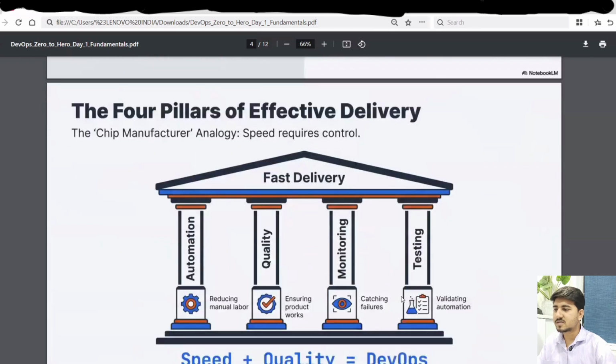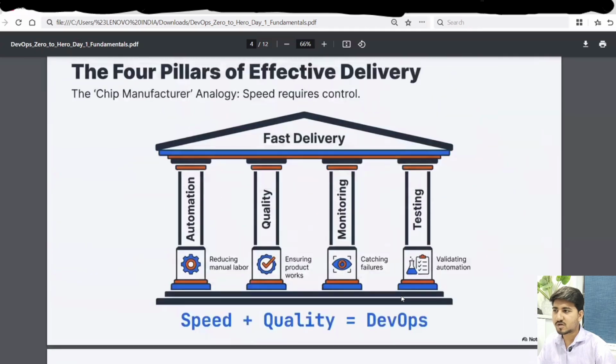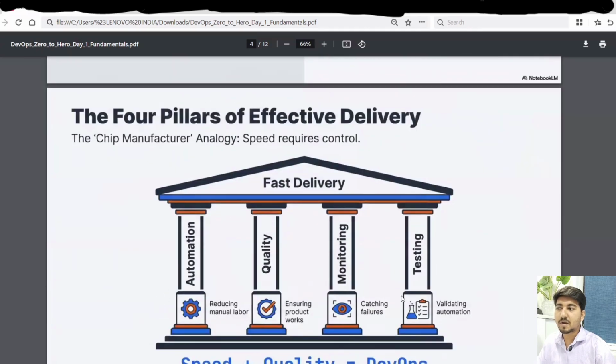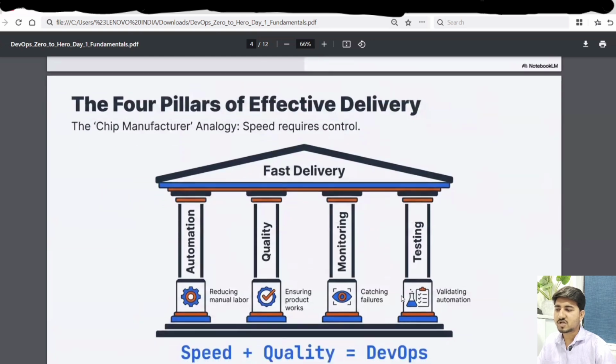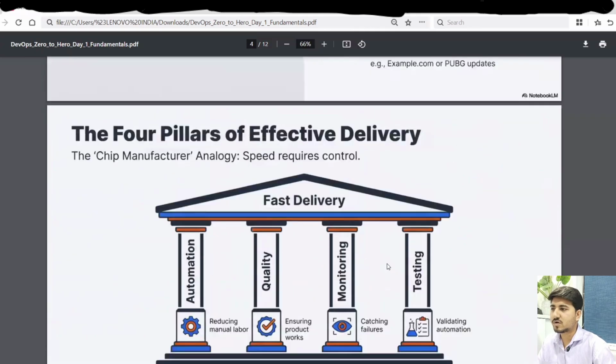Now the next step: quality plus speed is nothing but the DevOps engineers. This is about the pillars of effective delivery, in which speed and quality are very much required. If there is a lag in speed and quality, there will be problems. So let's understand what a DevOps engineer is.